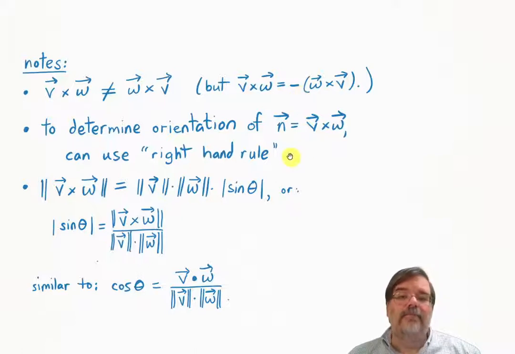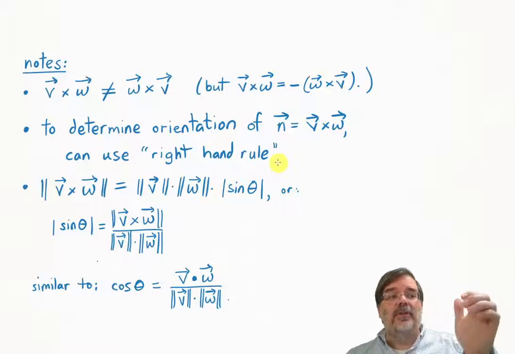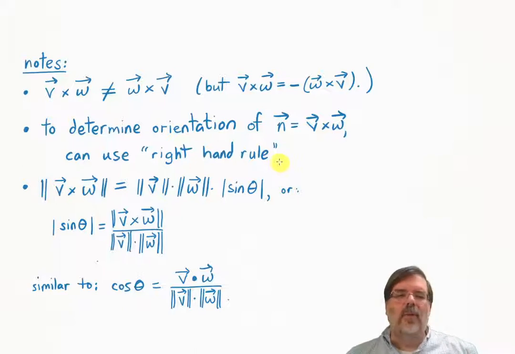Now, if for some reason you really want to determine which one of these directions you're getting when you calculate the cross product, there's a way to do it using something called the right-hand rule. The idea is if you take your right hand and you curl your fingers in the direction from V to W, then your thumb will point in the direction of the cross product. We won't use it too often, but you might see it in, for instance, a physics class if you use this operation.